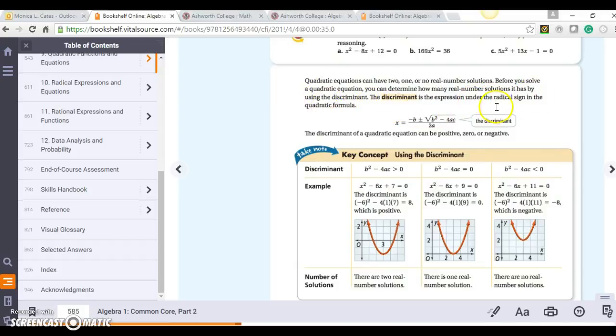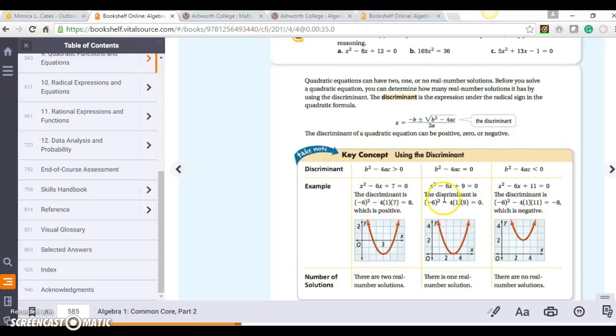The discriminant is the expression under the radical sign in the quadratic formula. So here's my discriminant, and it is b squared minus 4ac. Now, if my discriminant is greater than 0, that means that I have 2 solutions. If my discriminant is equal to 0, it means I have 1 solution. And if my discriminant is less than 0, that means it comes out to be negative. That means that I have no real solutions.